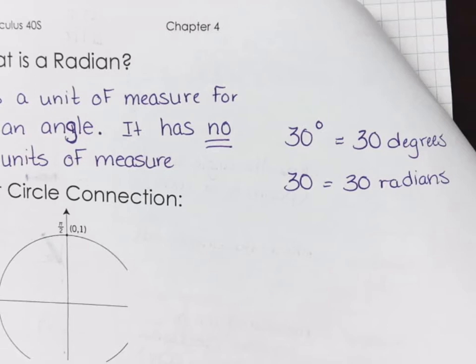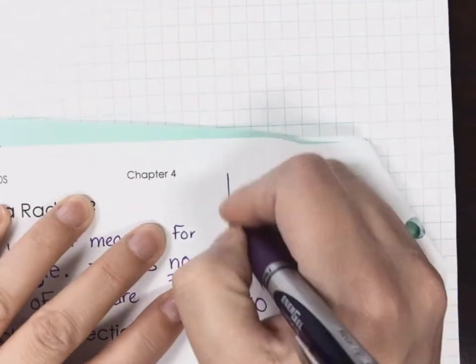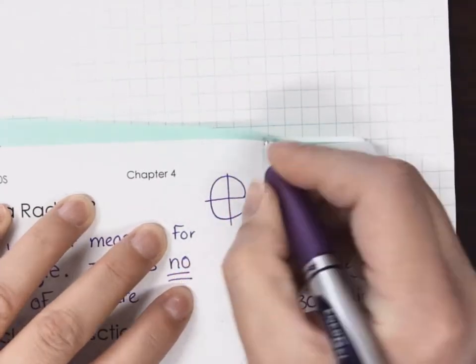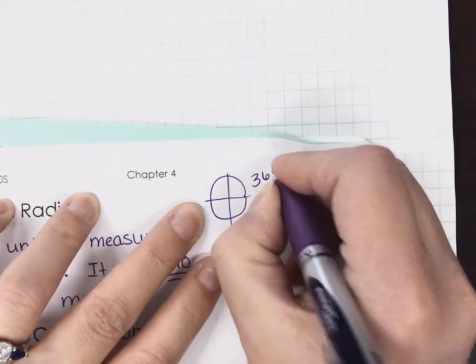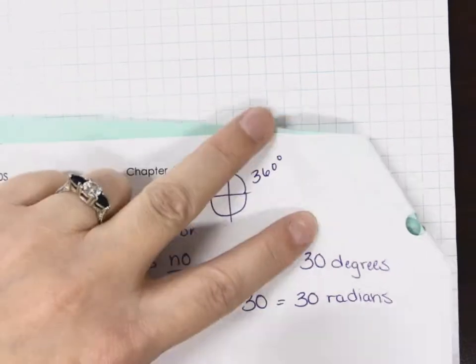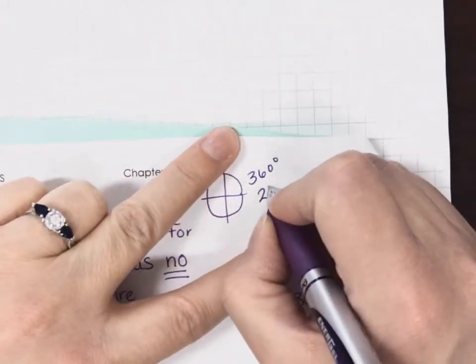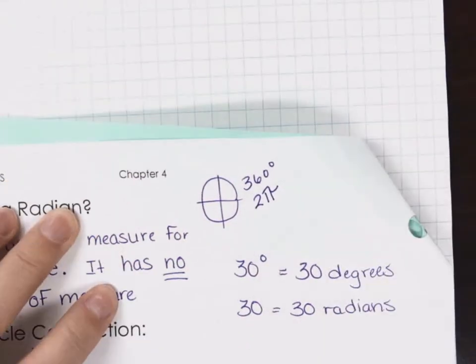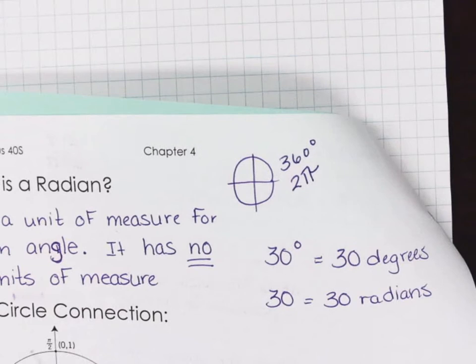Okay, what else can I tell you? How many degrees is in a circle? 360, right? So, I don't know, I'm going to draw you a picture. So we know going around a circle is 360 degrees. The equivalent in radians is 2 pi.